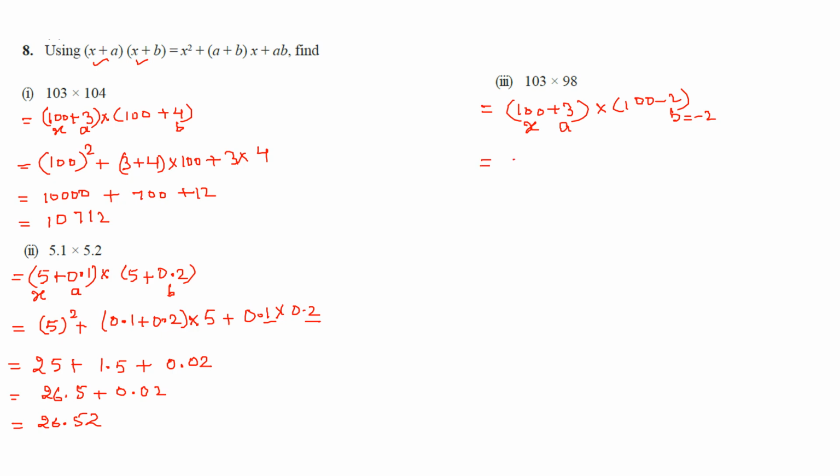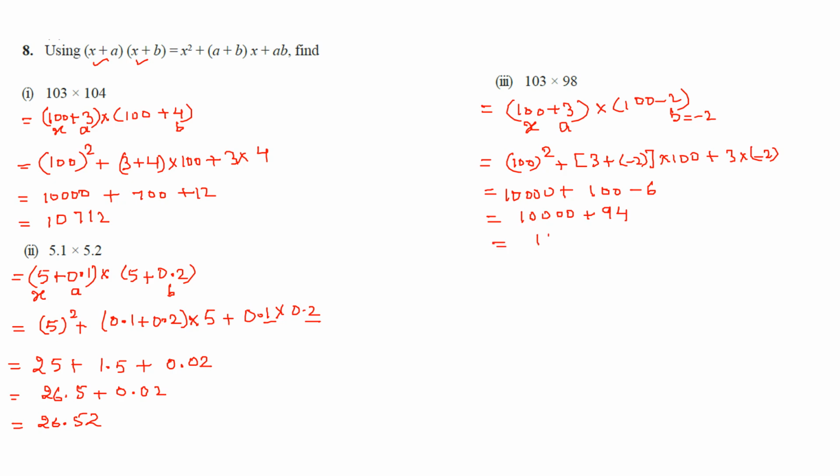So now use the identity. x² is 100², plus (a + b), which means 3 + (−2), times x, which is 100, plus 3 into −2. Now 100² will give me 10,000. 3 + (−2) is 1, and 1 into 100 is 100. And 3 into −2 will give me −6. Now 100 − 6 is 94. And if you add it, you will get 10,094.